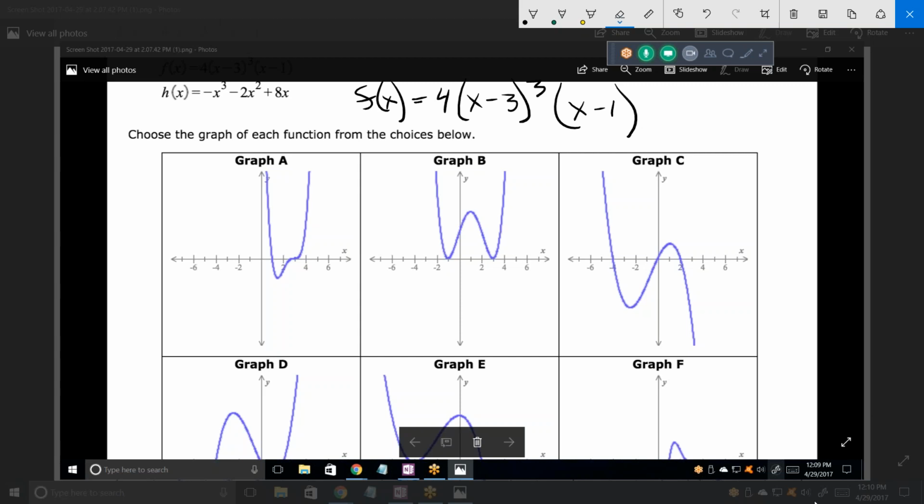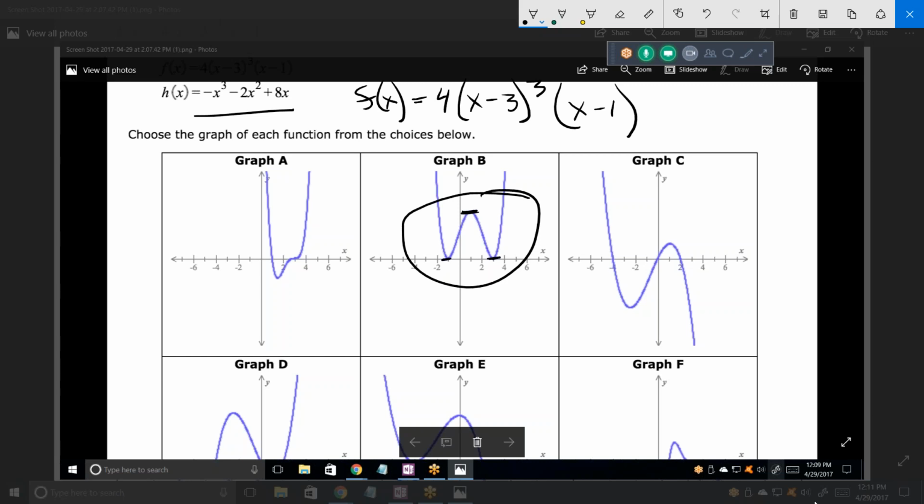Something else here that you need to know. When you have a cubic function like that, it can have at most 2 humps in it. That's got 3 humps. That's got a minimum there, a maximum there, and a minimum there. So graph B cannot go with h of x. Impossible.